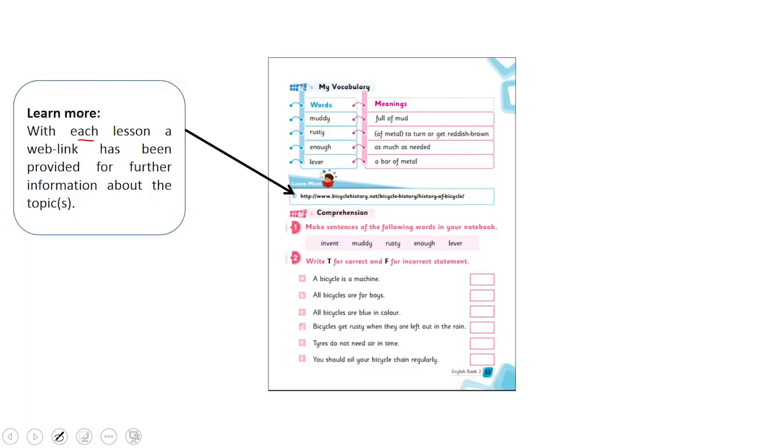Learn more. With each lesson, a web link has been provided for further information about the topics. These are the YouTube links. You can learn from YouTube links and other links which are picked from Google or from the internet. You can Google more about the history of the bicycle by clicking this link here.